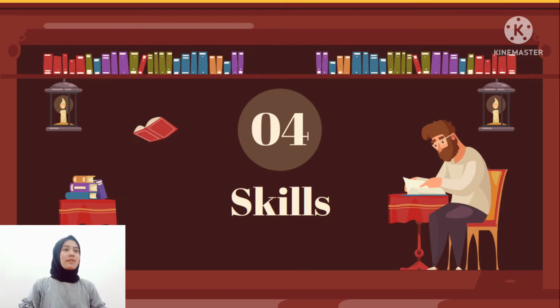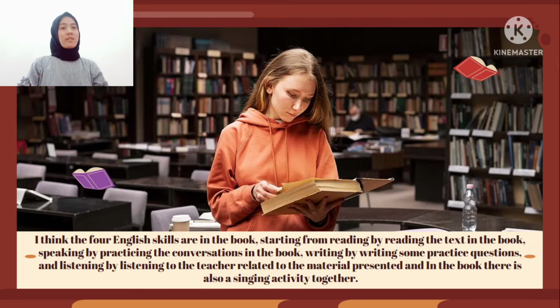Okay, the fourth is skills. I think the 4 English skills are in the book, starting from reading by reading the text in the book, and then speaking by practicing the conversation in the book, writing by writing some practice questions, and listening by listening to the teacher related to the material presented. And in the book there is also a singing activity together.